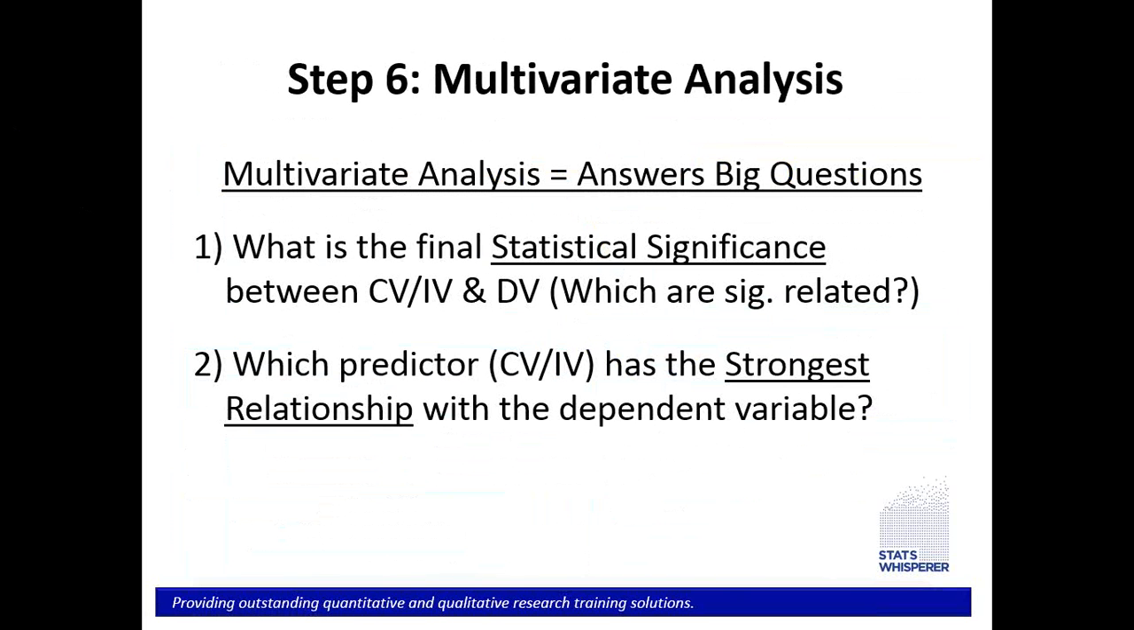So multivariate analysis is going to answer some big questions, right? First, like we said in our intro, it's going to tell us the final statistical significance between each covariate variable and independent variable with the dependent variable happiness. And when the effects of all are considered, which is still significantly related to happiness. And second, it's also going to tell us which predictor has the strongest relationship with the dependent variable happiness.